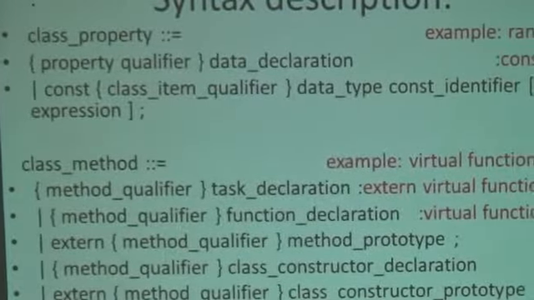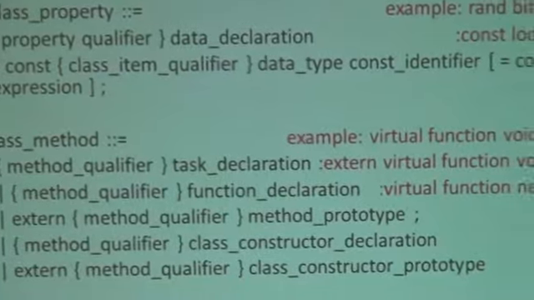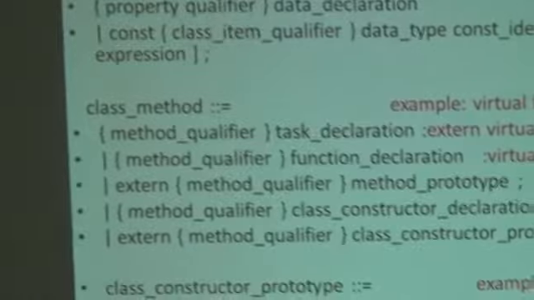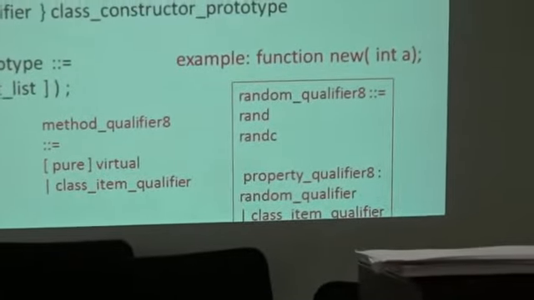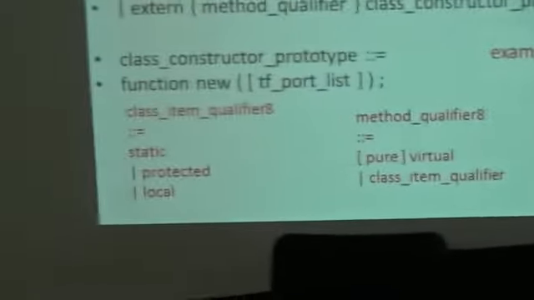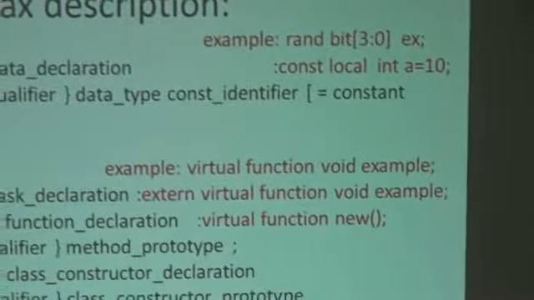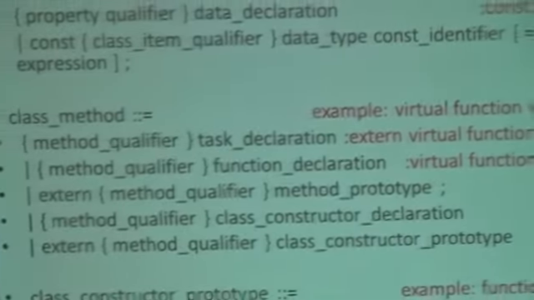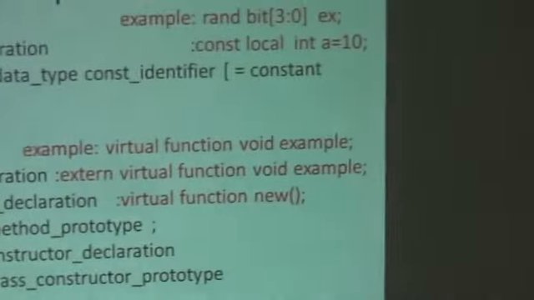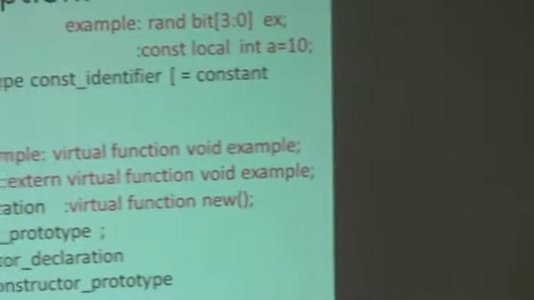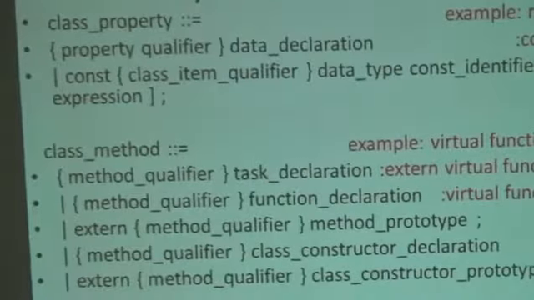The second syntax for class properties is const, class item qualifier, data type, and constant identifier. So const I have placed as usual. Class item qualifiers are nothing but static, protected, and local. I chose local as the class item qualifier, int as the data type, and a as the constant identifier, and I have assigned it the constant value of 10. In this manner I have declared the constant class property.